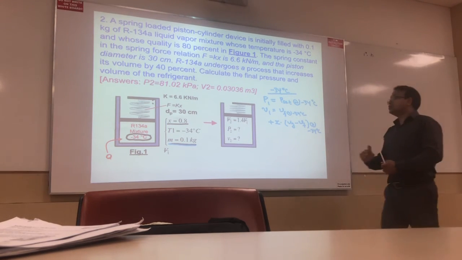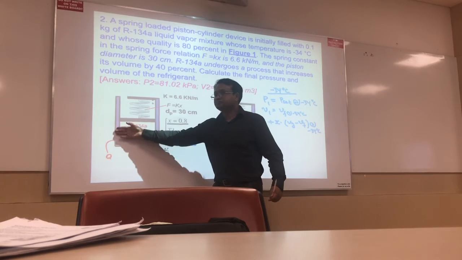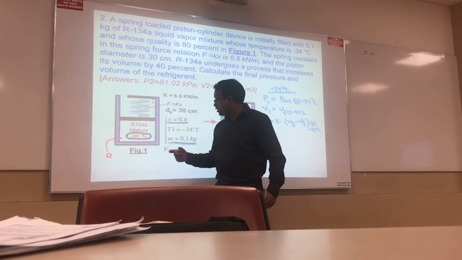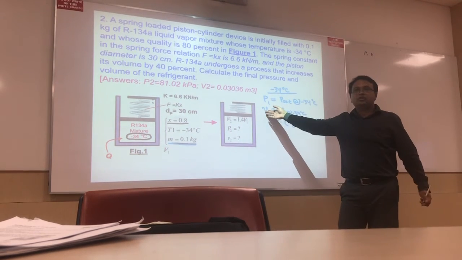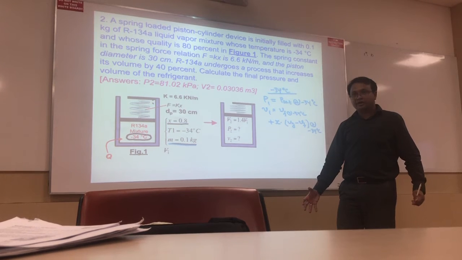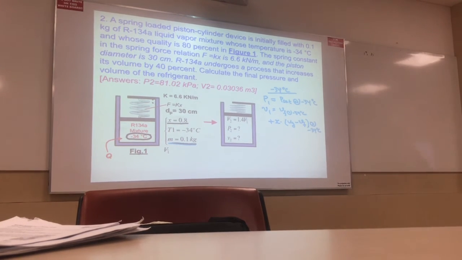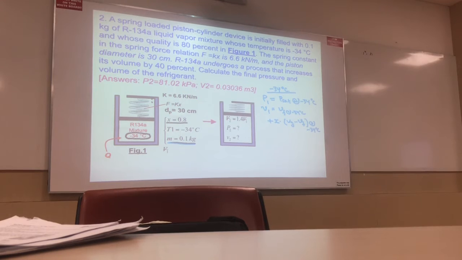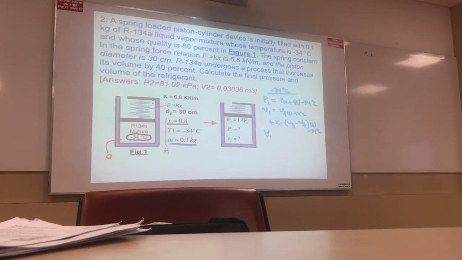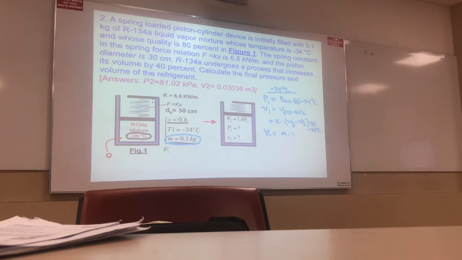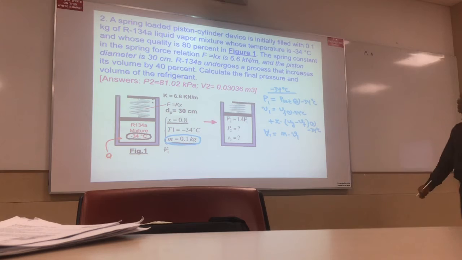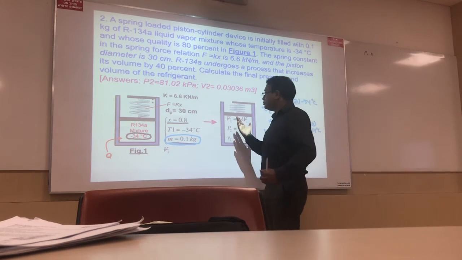Correct? So what is the total volume from here to here? I can find it, right? Because I know the total mass. Total mass times this specific volume, so I know the total volume. Agree? Total volume V1 at state 1 is equivalent to total mass, which is given, times specific volume V1. Right? So I know V1, so I know V2. What is V2?